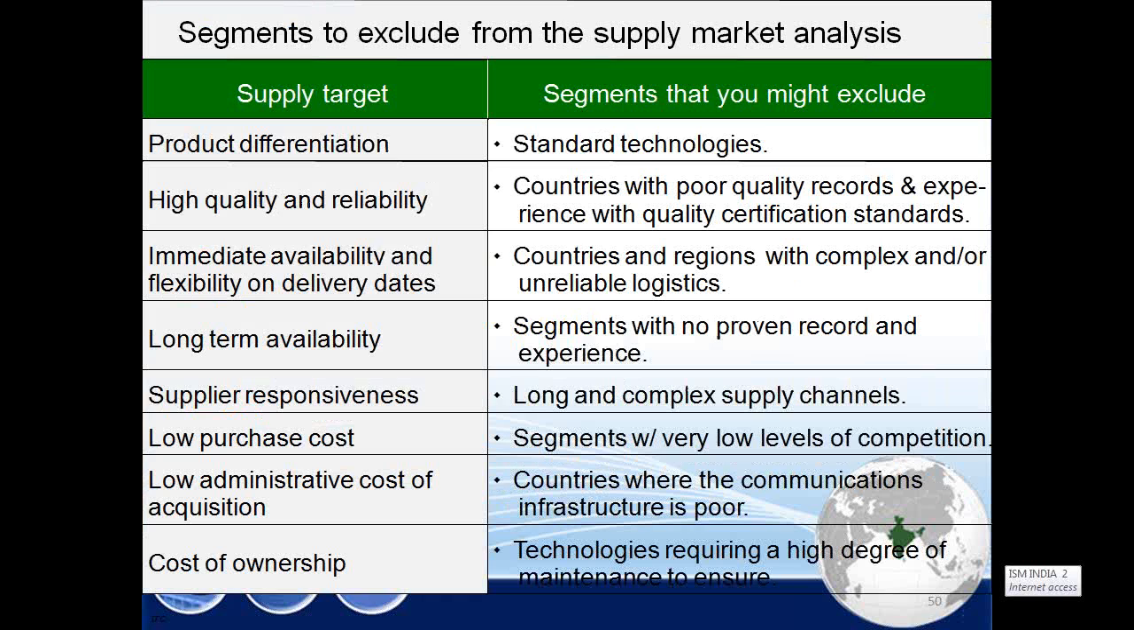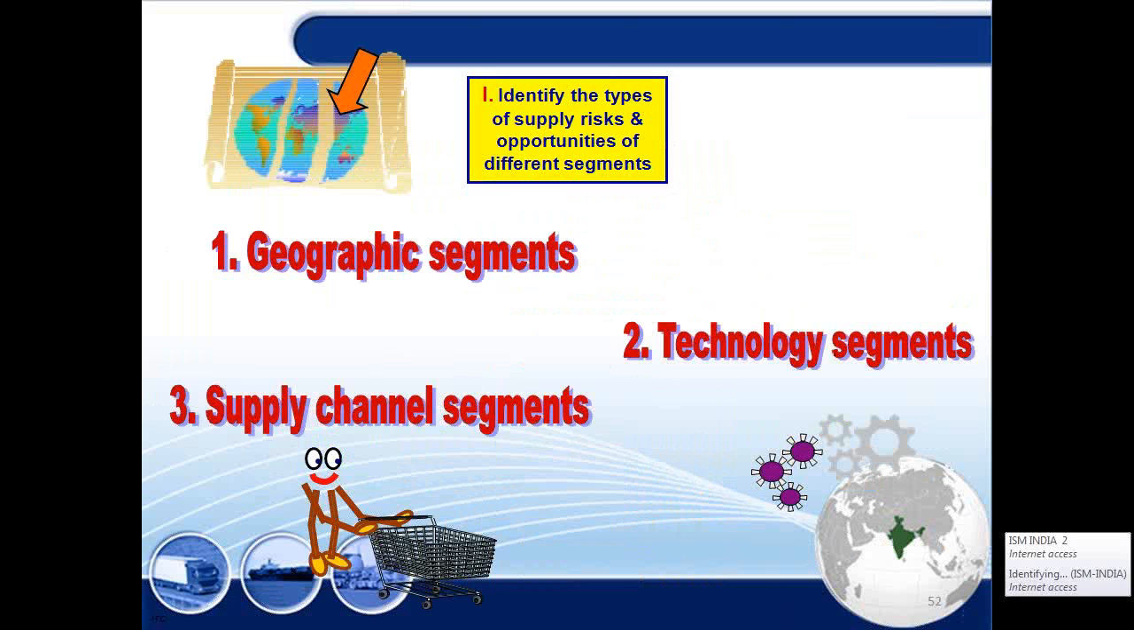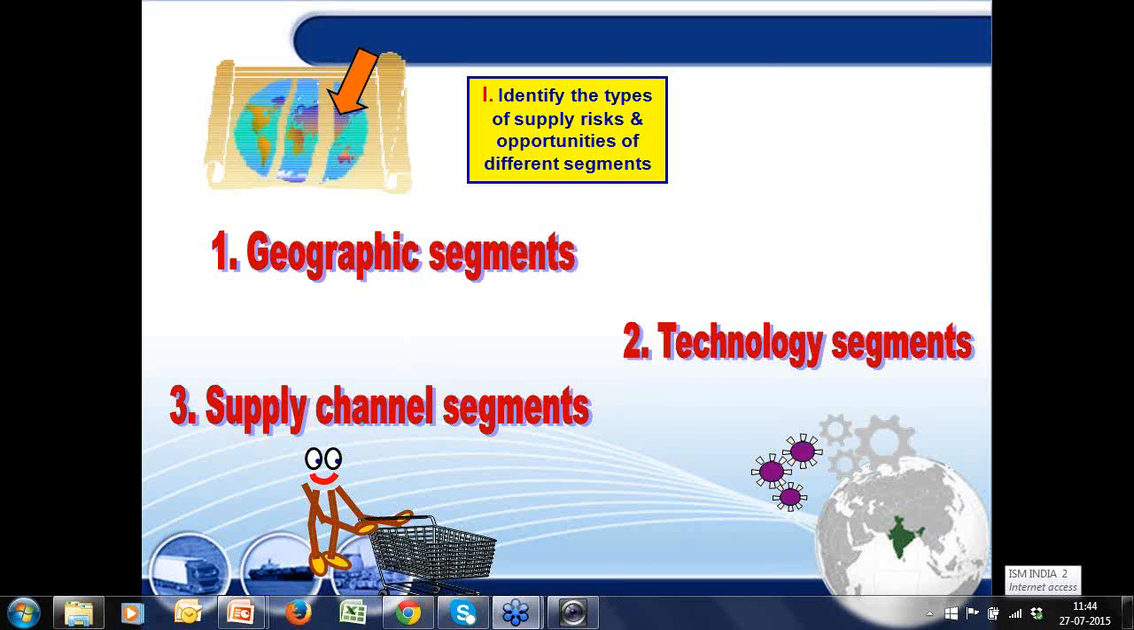So the segmentation part is to exclude from the supply market by product differentiation. You have to work out your supply targets, what exactly your supply targets are. Based on that, you might like to exclude them. Let's say long-term availability. You want long-term availability. So you're trying to find a segment of suppliers with no proven records, no experience. You will not like them, you like to exclude them. That's what you do. So this covers that. Now we are coming up to identify the types, supply risk and opportunity of different segments.